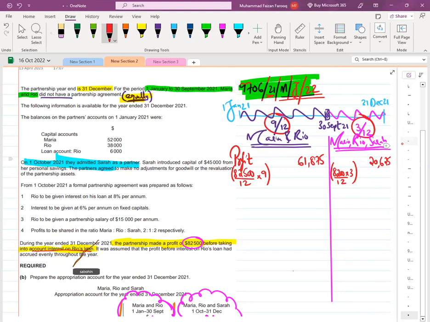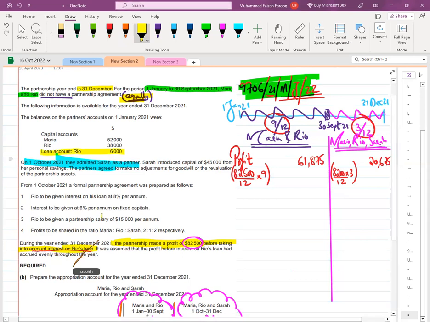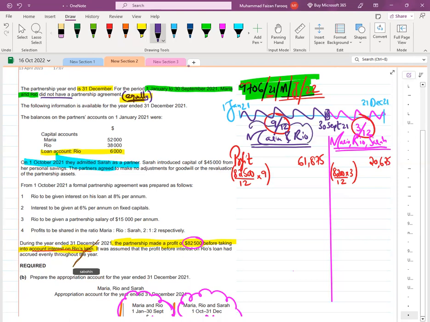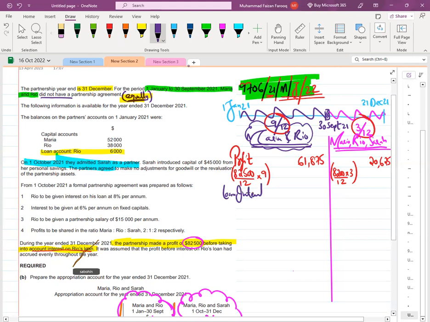Loan by Rio. So we need to search for the amount of the loan. Here is the amount of loan. What was the interest rate? This question has two parts. Part one is when they both were running the show. So for loan interest, first we are doing the first part. The amount of loan is 6,000.